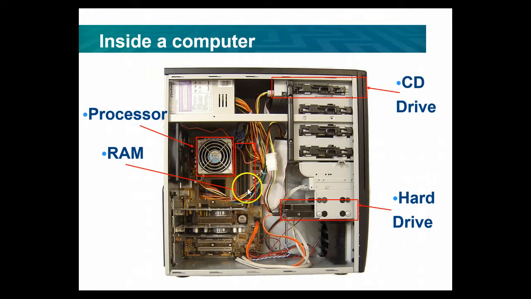Next we have the RAM. This is known as the random access memory. This is what holds information that's being utilized by the processor temporarily.